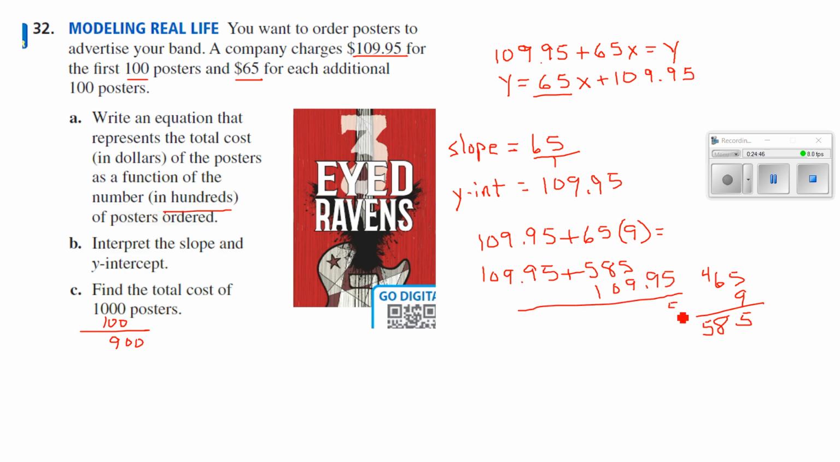Now we'll just add these two together. And I think our answer is going to be, let's see, 9 plus 5 is 14. Carry the 1, that gives us a 9. And that's $694.95 for 1,000 posters.